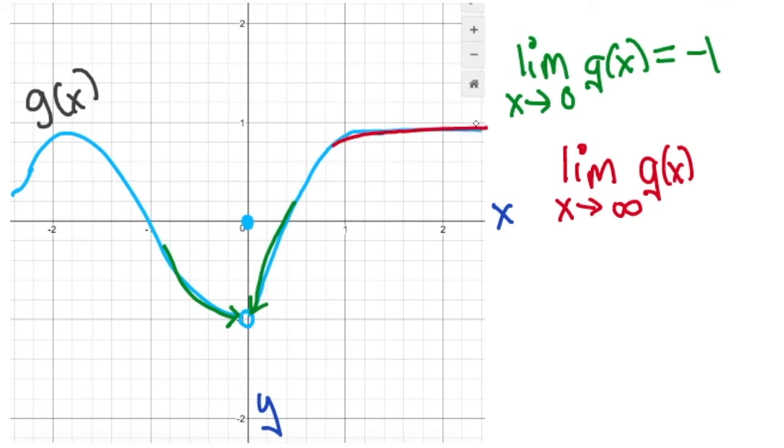There is also a horizontal asymptote at y equals 1. As x approaches infinity, g of x approaches 1.